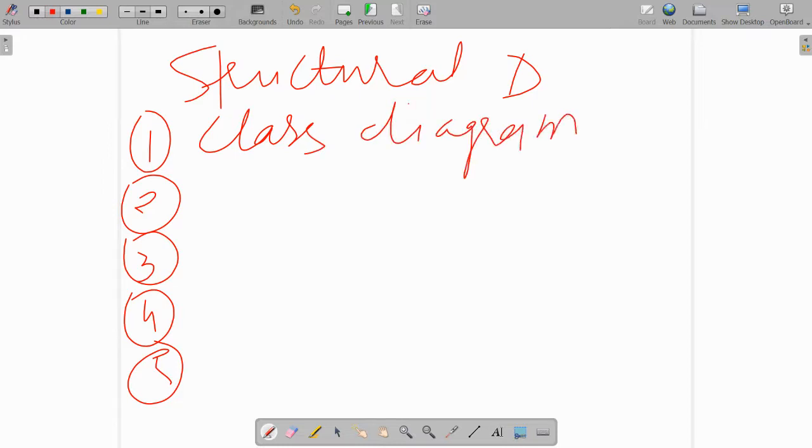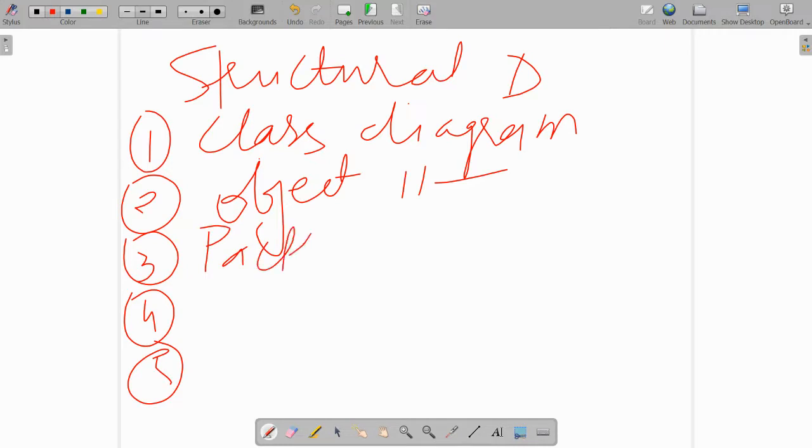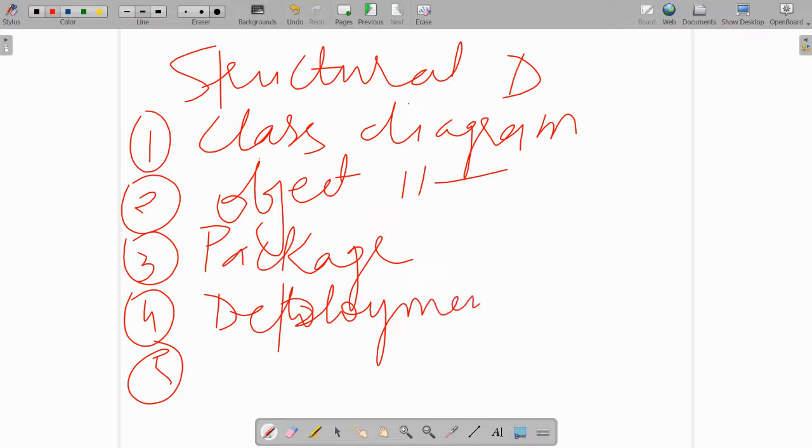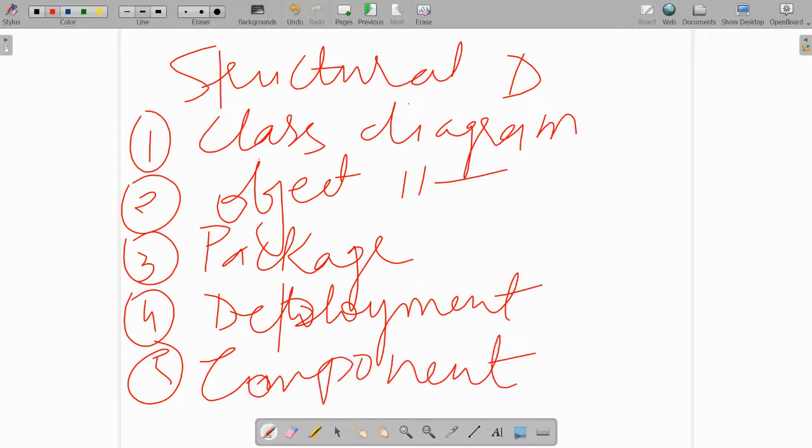So you have the class diagram, the object diagram, then the package diagram, then the deployment diagram, and the last would be the component diagram. There are others besides these, but these are the important ones: class diagram, object diagram, package diagram, deployment diagram, and component diagram. These are the five types of structural diagram.